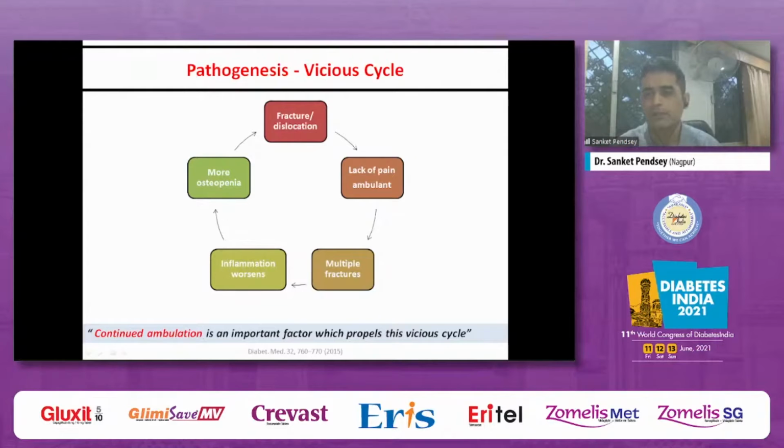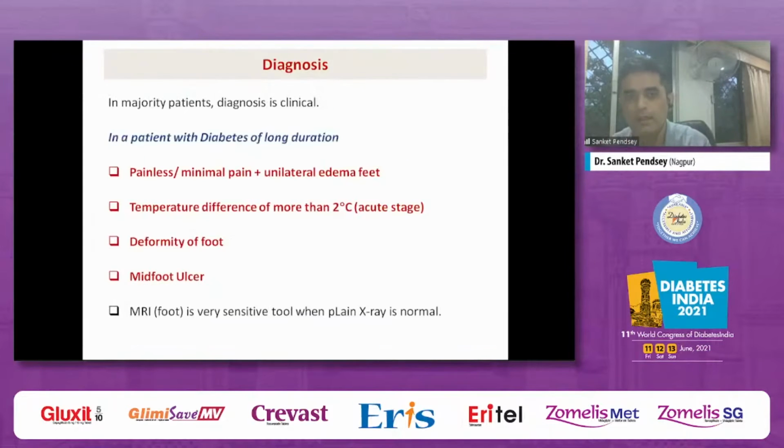If we consider a patient who does not have neuropathy and develops a traumatic fracture, he cannot even keep his foot for a second on the ground because of the severe pain associated with any other traumatic fracture. And in the majority of our patients, the diagnosis is clinical. One should suspect Charcot foot in a patient with long duration of diabetes presenting with unilateral edematous foot, which is either painless or has minimal pain. In the acute stage, patients can have a raised temperature of the affected foot, which can be more than 2 degrees as compared to the other foot.